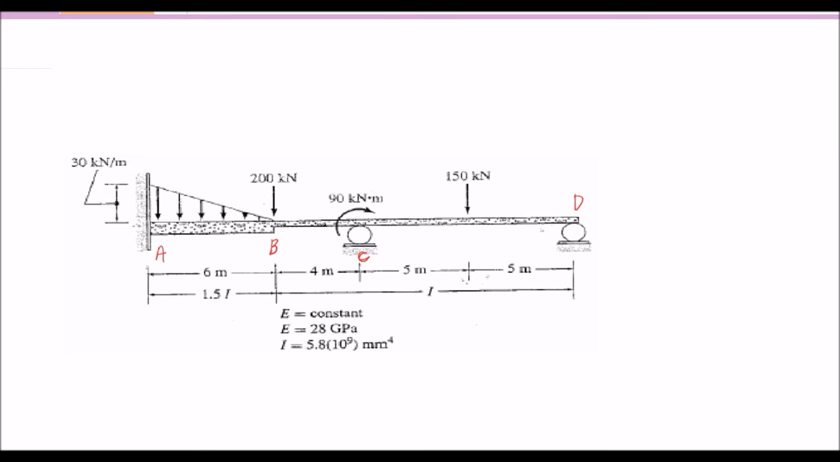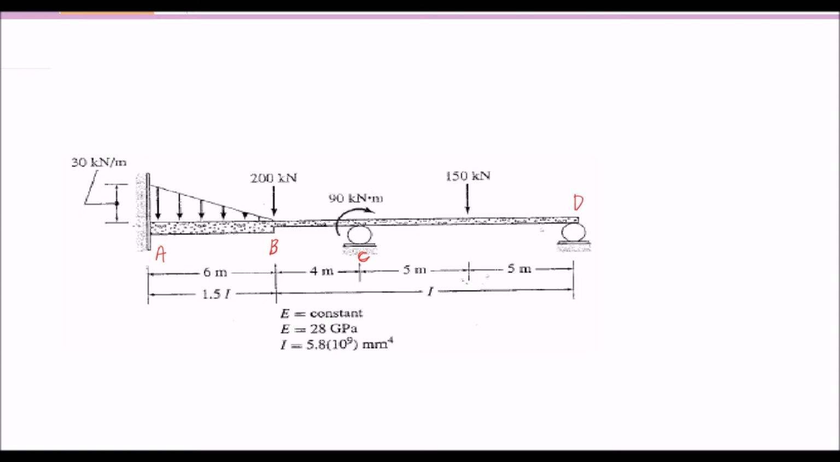This is our beam A, B, C, D, fixed at A, roller supported at C and D. You have a triangular load and also moments. E and I are given. E is given as only 8 gigapascal and I is 5.9 times 10 to the power of 9 millimeter fourth.